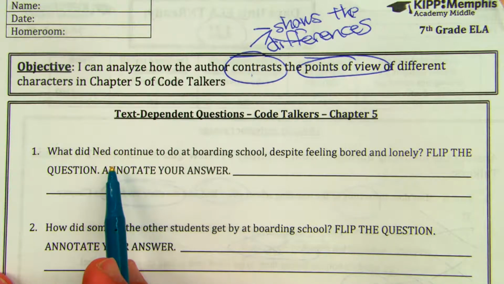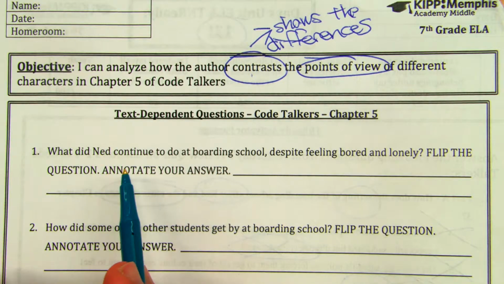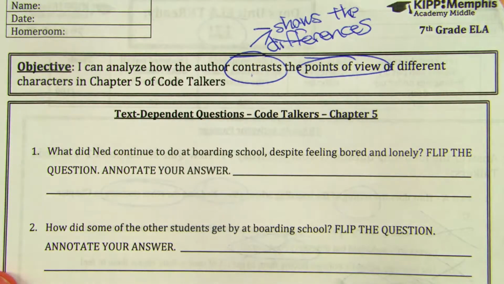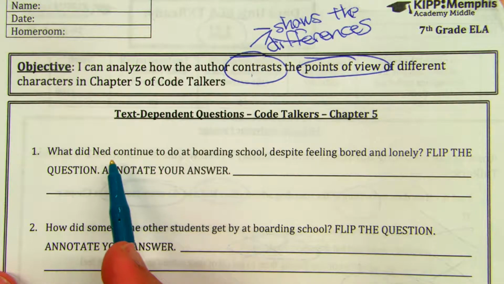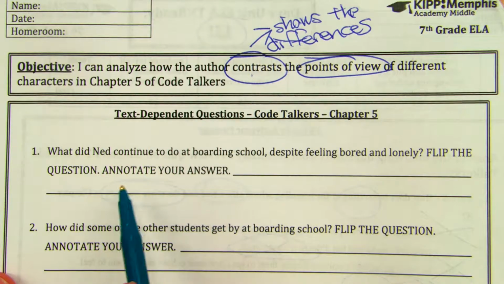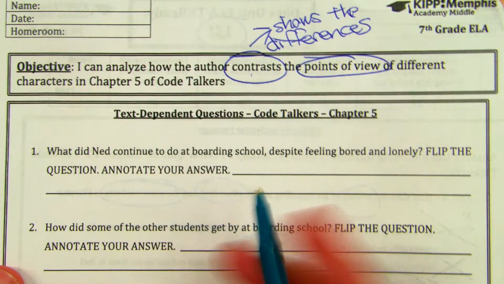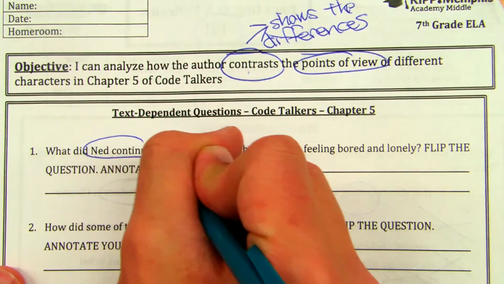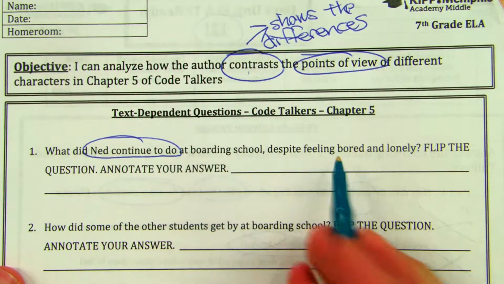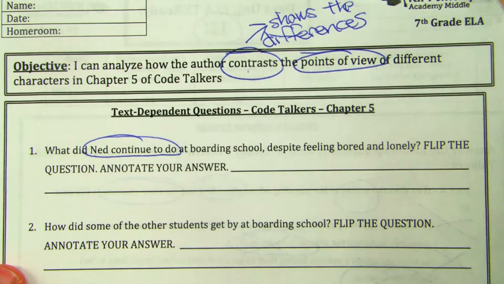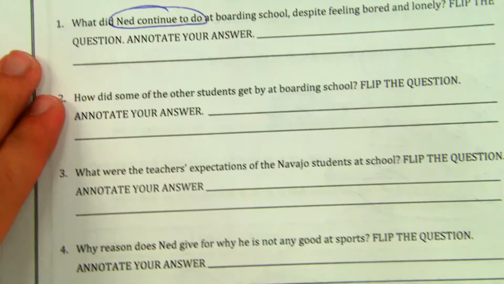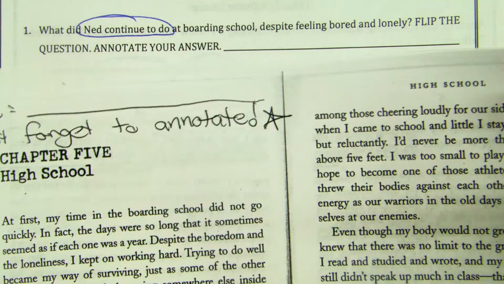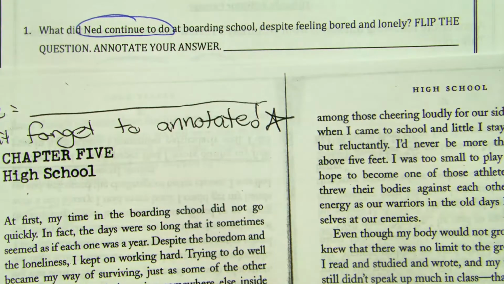Some of you, I've noticed, only a couple of you, are reading first and then coming back to the questions and running out of time. Read the questions first so you know what to be looking for. What did Ned continue to do? What did he continue to do at boarding school despite feeling bored and lonely? Let's find that. Again, as always, I will model number 1 for you, and then you're going to have to be responsible for getting the rest of them.